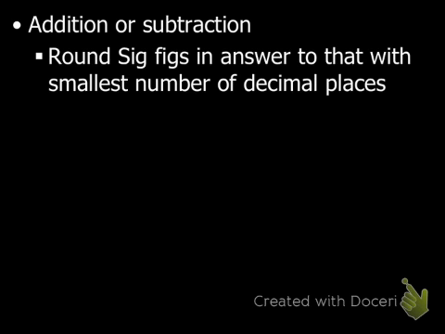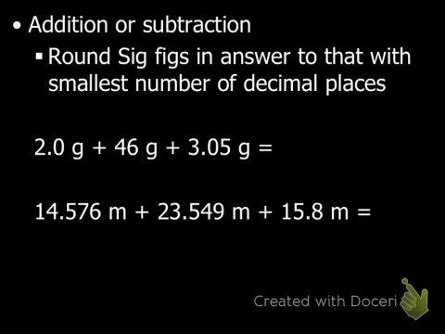Okay, my other type of calculation I might have is addition or subtraction. So when you have an addition or subtraction problem, these are a little bit different. What you do with these is you round to the lowest number of decimal places. So in our first example here, I've got 2.0 plus 46 plus 3.05. So my lowest number of decimal places is no decimal places. This number here has 1. This one doesn't have any decimal places. This one has 2. So when I do this, I get 51.05. But I need to round it so that it doesn't have any decimal places. So that comes out to 51 grams.